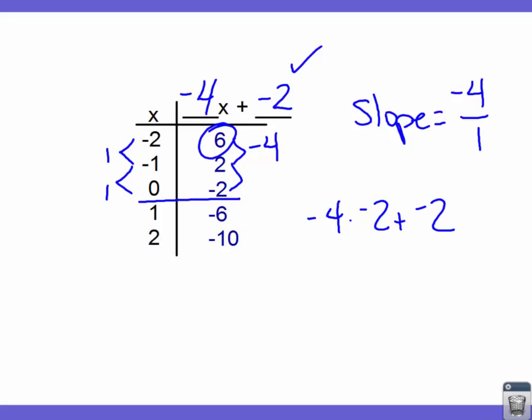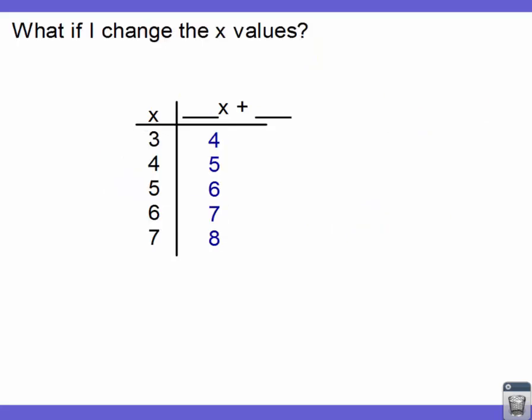Okay, so now the next few problems are going to be some variations that you might see. So what if I were to give you this one? What do you notice is missing in this particular problem? Correct. Our 0 in our x value. We don't have a 0 here. So how would I find the y-intercept?